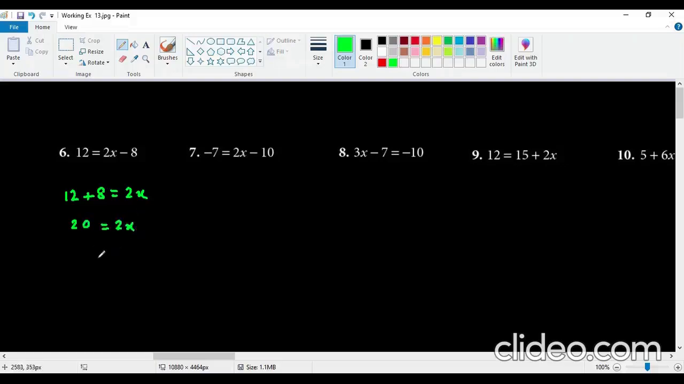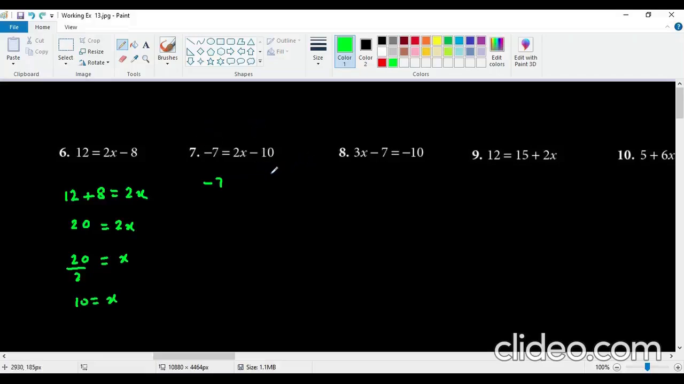Since 2 is multiplying by x, on the other side it will go and divide 20, and give us 10 as an answer for this question. Now minus 7 will have a positive 10, because minus 10 is over here, so on the other side it will go and become a plus 10.